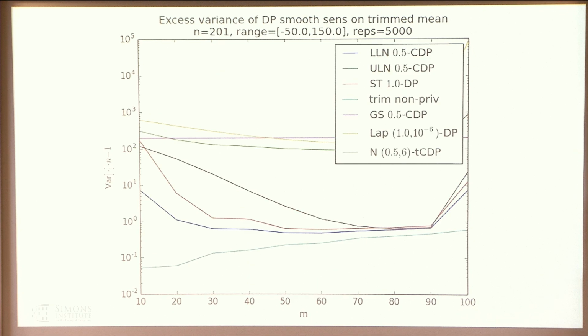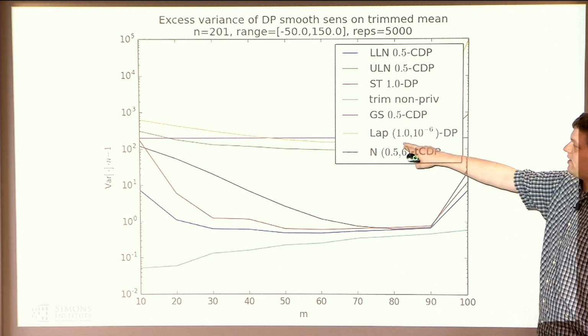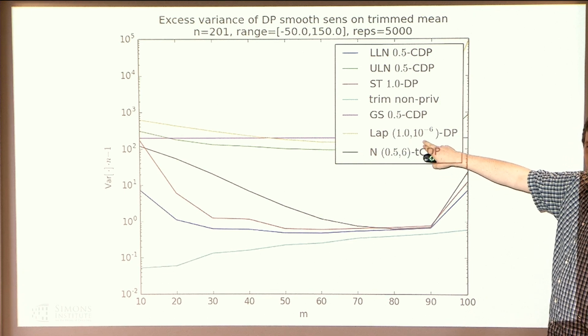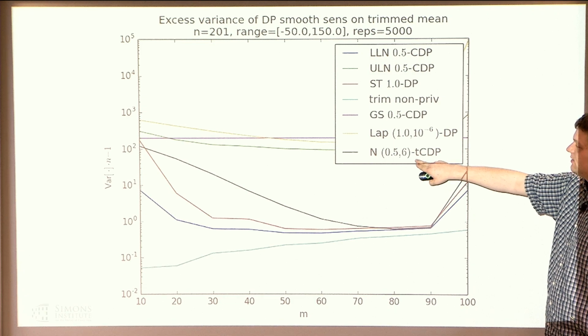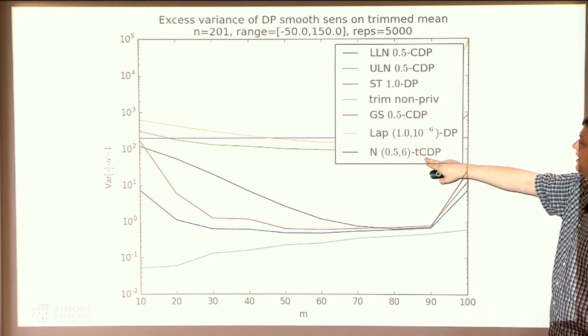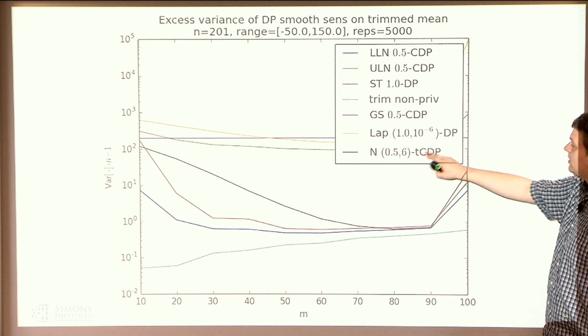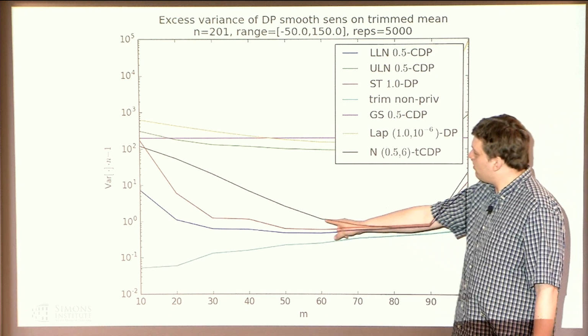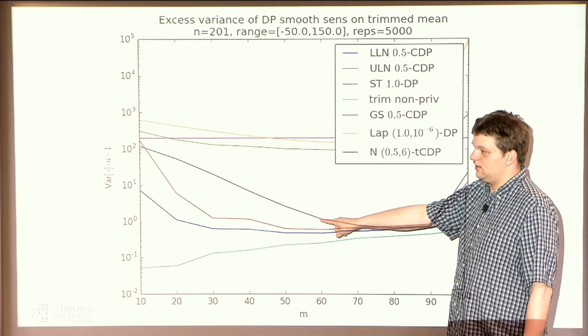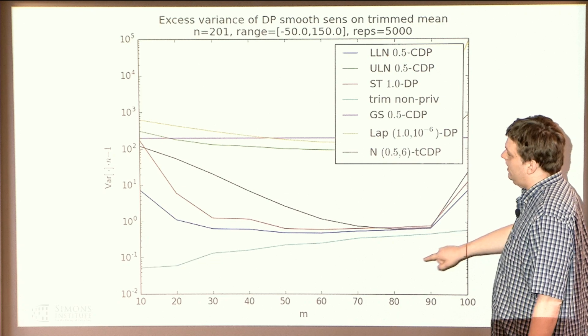This is the same thing, but now I've added in Laplace, which is going to satisfy 1 and 10 to the minus 6 differential privacy. And I've added in Gaussian, which will satisfy a different version of concentrated DP called truncated concentrated DP. Which curve is that? I'm having trouble matching. The black one is the truncated CDP one. So this is doing pretty well.